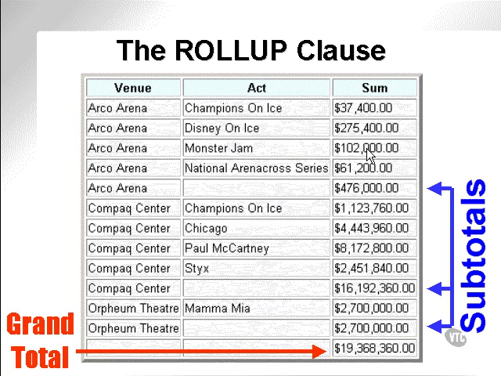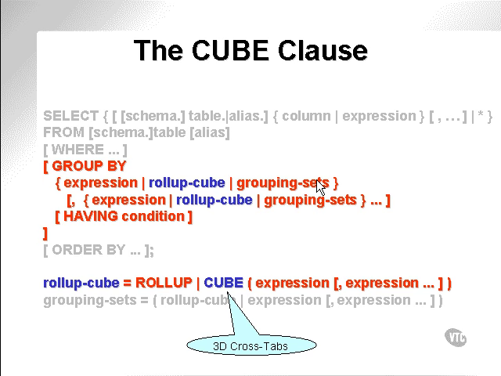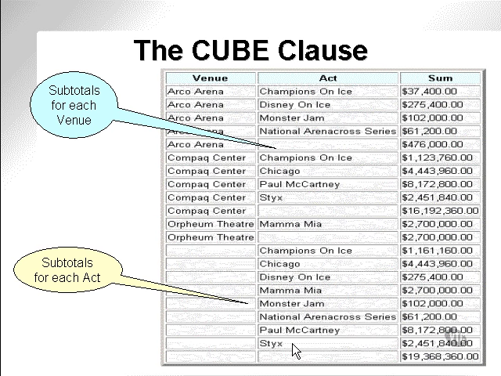If we go back to our diagram, we can see that it's exactly the same as that diagram. This is the query that produced this picture in iSQL+. The cube clause. Once again, we see that the cube clause creates 3D or three-dimensional cross-tabulation reports. What is a 3D cross-tabulation report? The easiest way is to demonstrate.